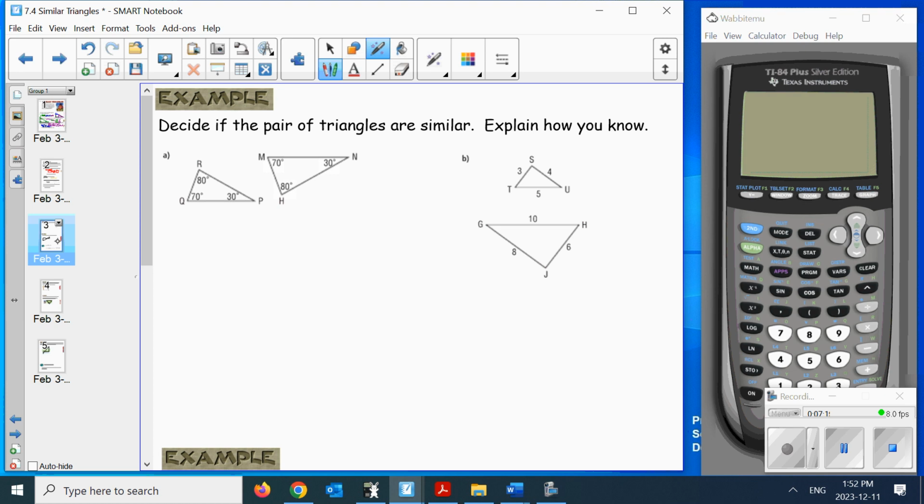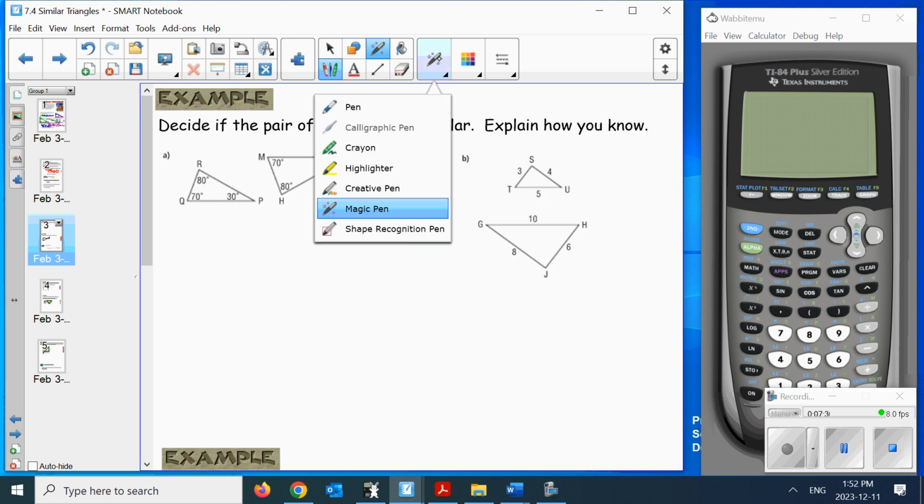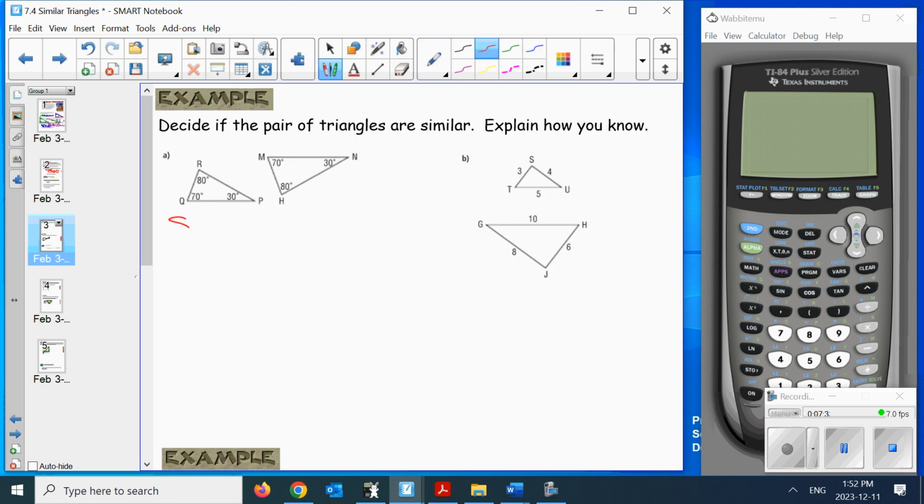Well, is this one similar? Well, now we know. Yeah, because of the angles. So write this down. Similar.